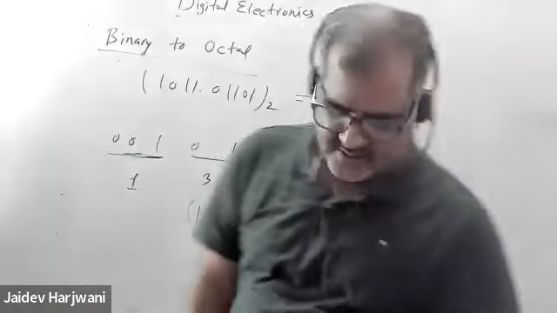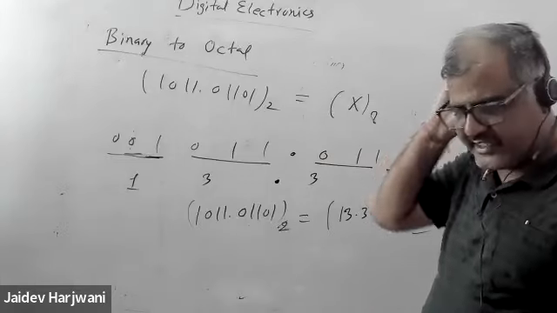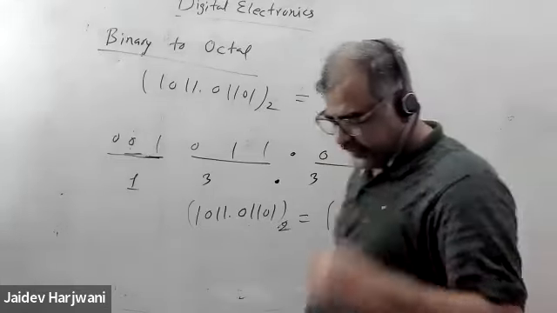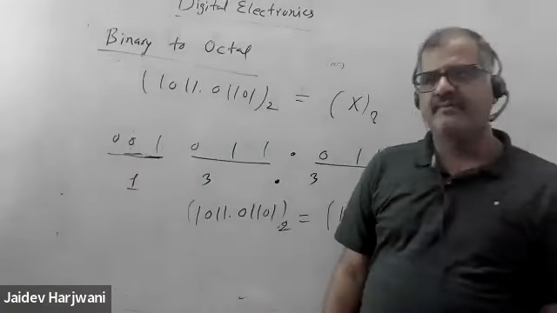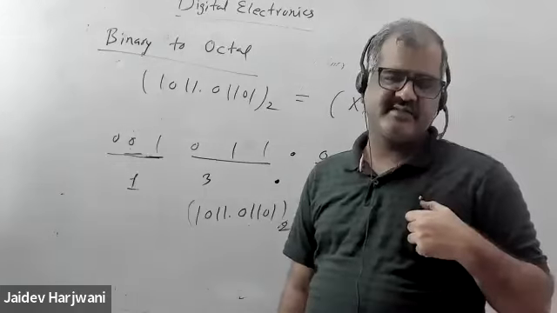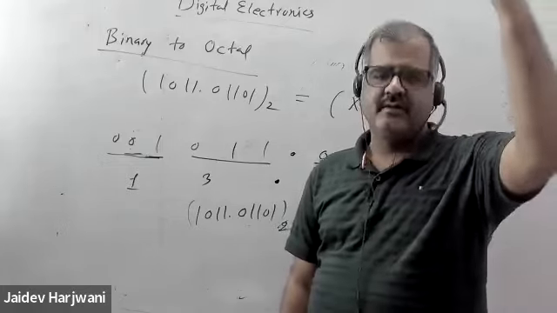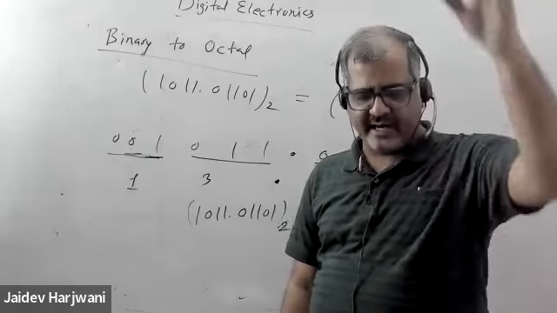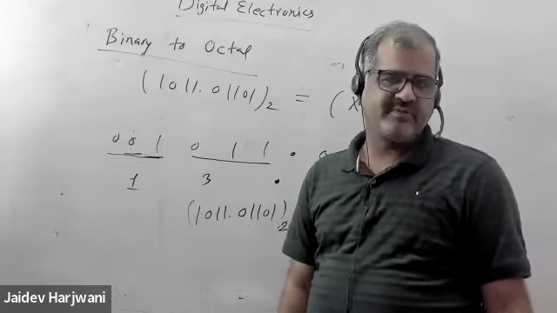Now, what is the advantage of this octal number system and hexadecimal number system? Especially when you are in an exam, and you have been asked to convert a decimal number into binary, and suppose a very large number is given, 500, 600. Then you have to divide by 2, you have to do successive division, and that will become a time-consuming process.